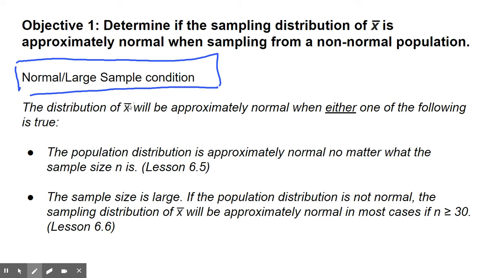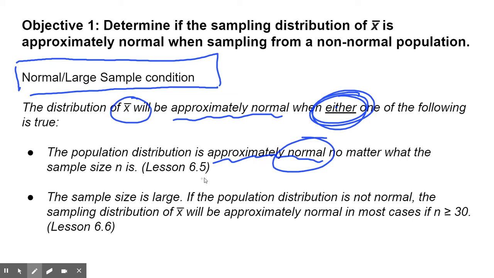This says the distribution of x bar, the sample mean, will be approximately normal when either, so only one of these has to be true. Number one, the population distribution is approximately normal. So they say normal in the problem. At that point, it doesn't matter what the sample size is, you can do this problem using a normal distribution. Or, not and, or, the sample size is large. If the population is not normal, then the sampling distribution of x bar will be approximately normal in most cases. We're going to say in all cases when n is at least 30. That's today's idea, so keep that in mind.